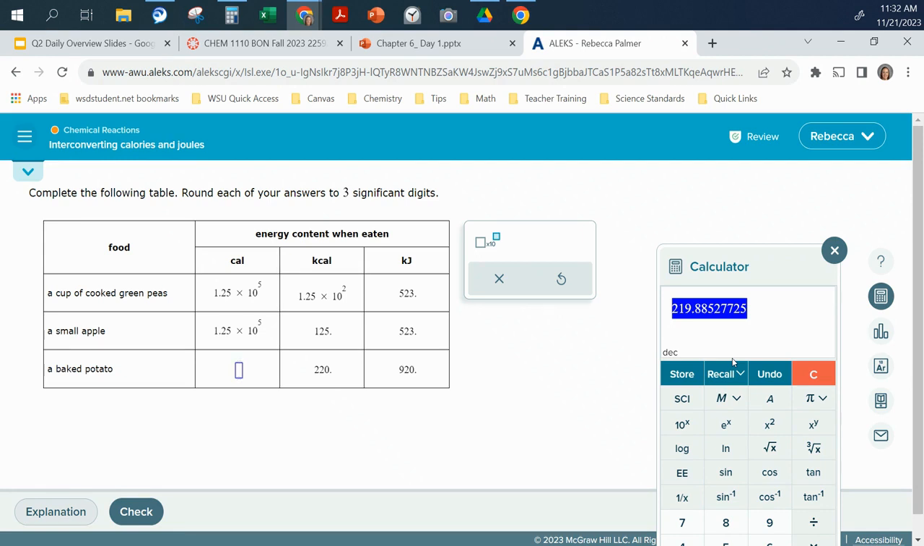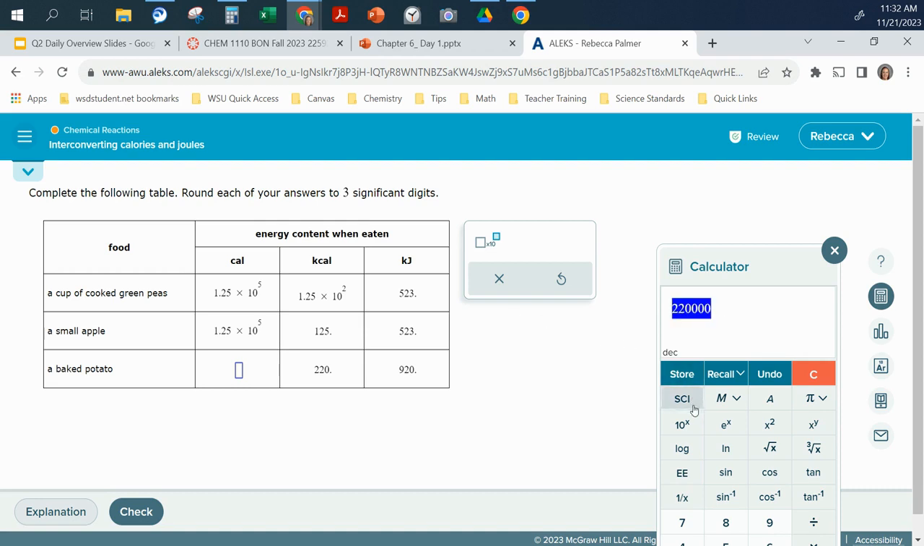Kilocalories. So 1 kilocalorie is the same as 1,000 calories. I'm trying to get to calories, so I'm going to multiply by 1,000. Let's do this on the calculator. Let me show you. This is pretty nice. So 220 times 1,000.